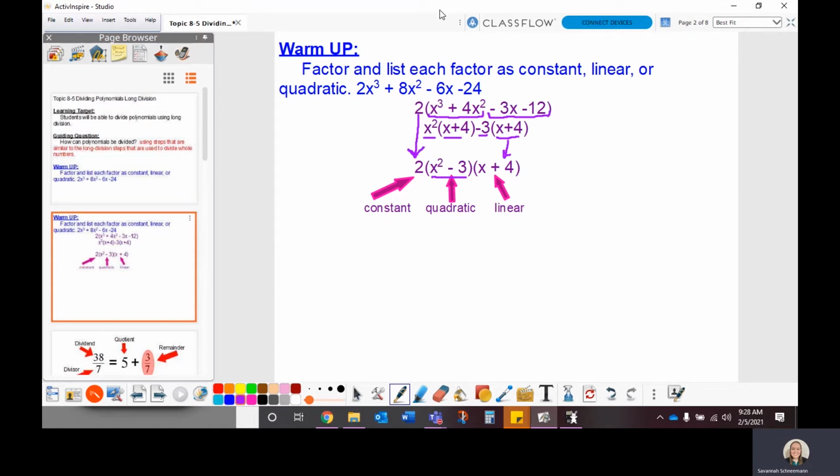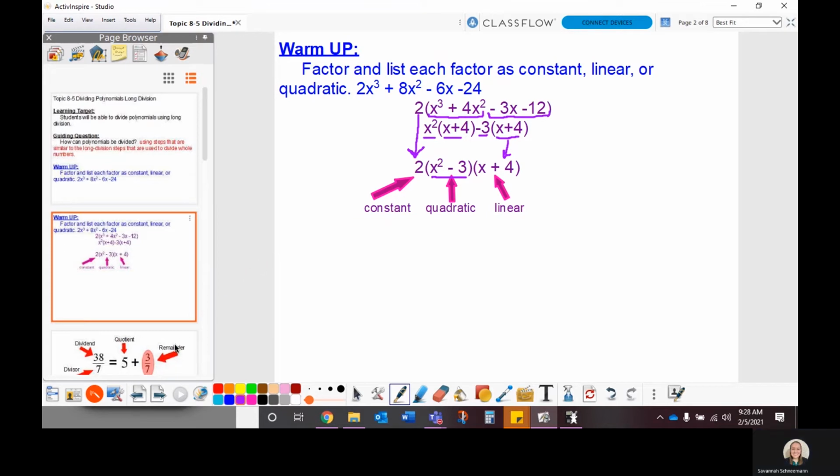And if y'all remember classification, 2 has a degree of 0 because it does not have any x value at all. So we call that a constant factor. The x squared minus 3 has a highest degree of 2, so we call that a quadratic factor. And then x plus 4 is linear because it has a degree of 1.